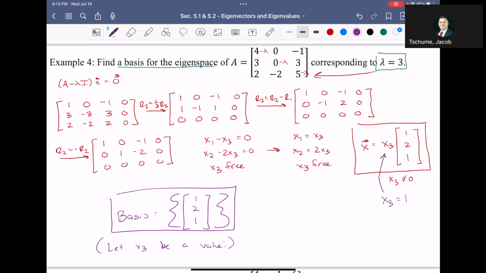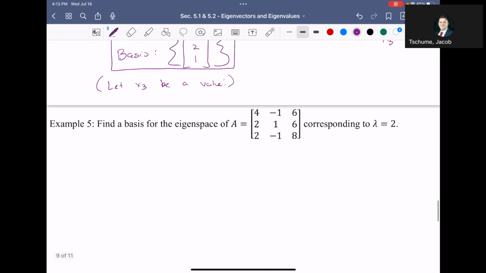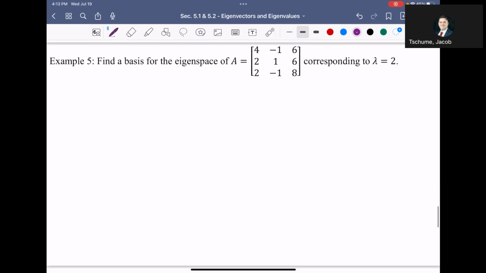Very good. Let's do a second one. All right. So I created a new matrix for you this time. It's still 3 by 3, and we're going to let the lambda for this problem be 2. What would be a basis of the eigenspace for this particular problem?